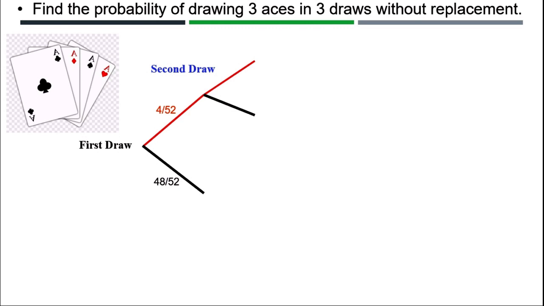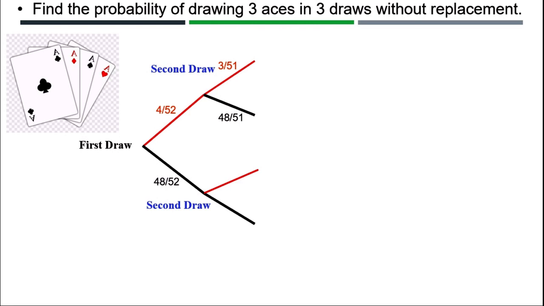Because it is without replacement, the total card left is 51. For this branch, we already have one ace, so we have 3 aces left and 48 non-aces left. So the probability for the red branch is 3 over 51, and the black branch is 48 divided by 51.